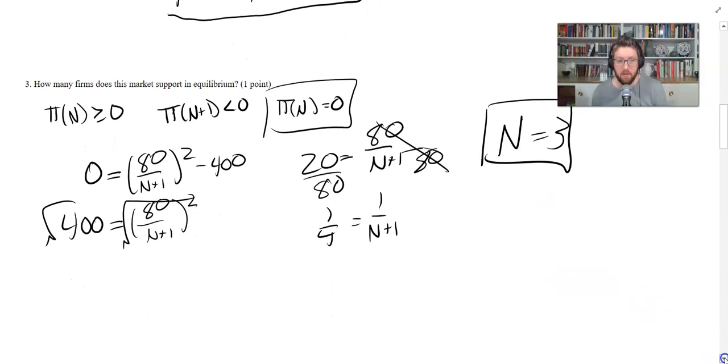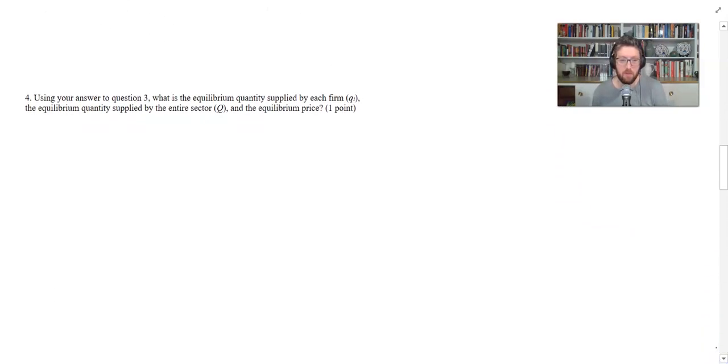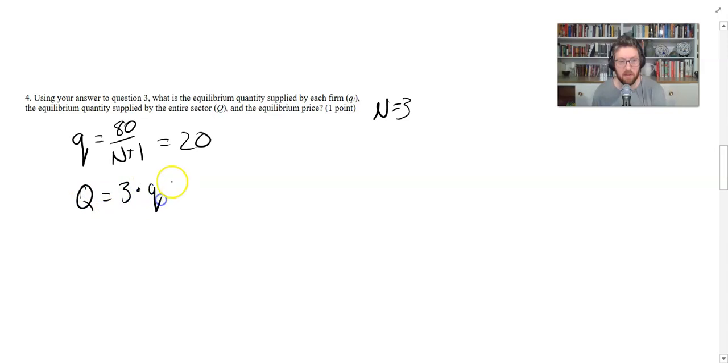So now that we know n, using your answer to 3, what's the equilibrium quantity supplied by each firm, and the entire sector, and what's the price? So remember, each firm was going to supply 80 over n plus 1. If n is equal to 3, we can see that this is 20. 80 divided by 3 plus 1, 80 divided by 4 is 20. Capital Q is equal to 3 times lowercase q, or 60. And the price is equal to 100 minus Q, which is equal to 40. Okay? So those are our quantities.